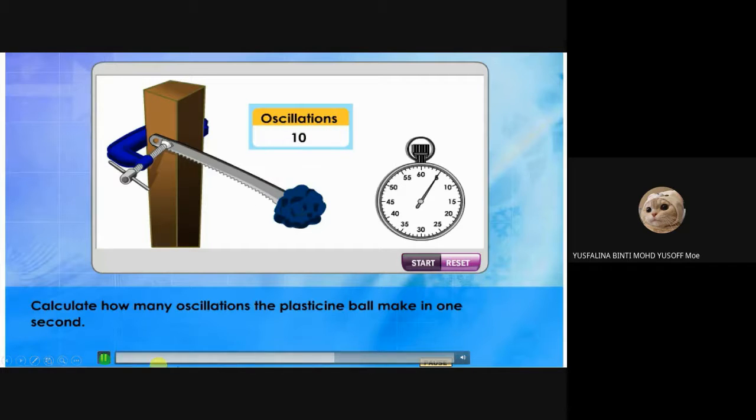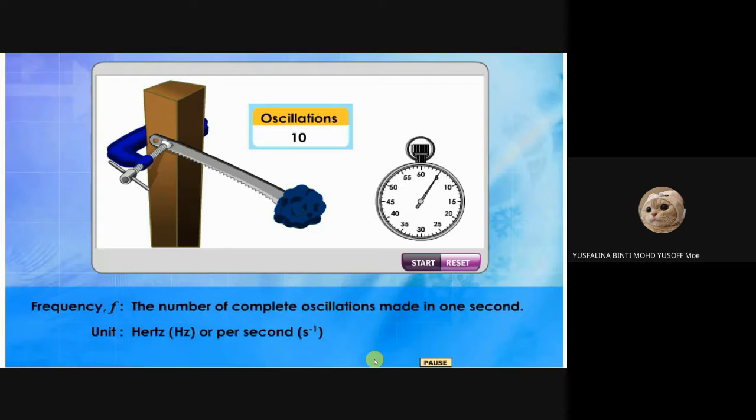So the plasticine ball makes 2 hertz. The unit for frequency is hertz. 2 hertz, 2 oscillations in 1 second. The number of complete oscillations made in 1 second is known as frequency. The symbol for frequency is f. The SI unit for frequency is the hertz, or per second.